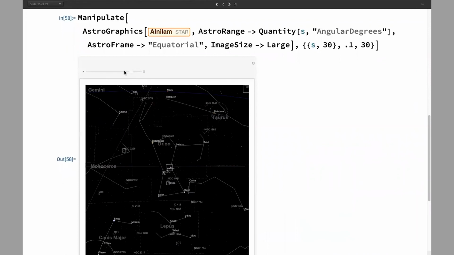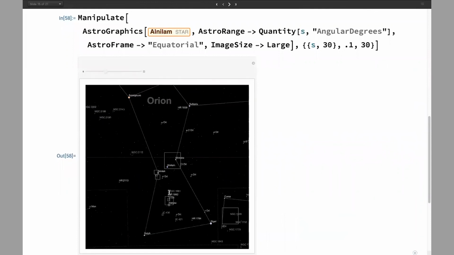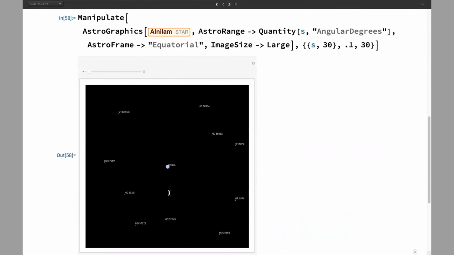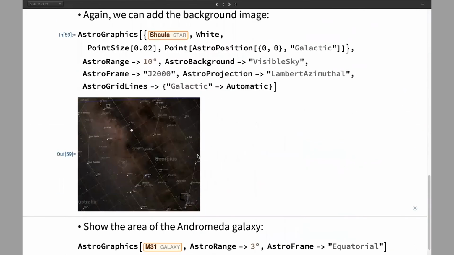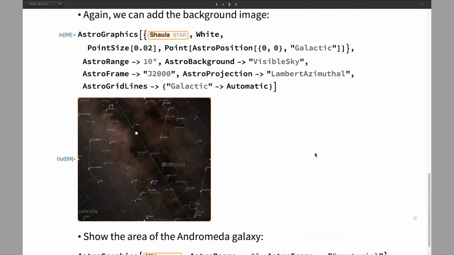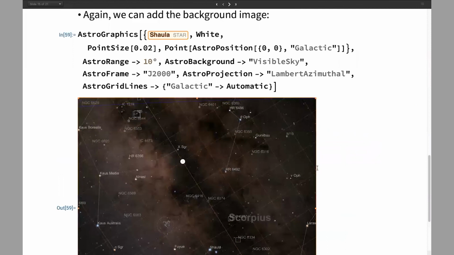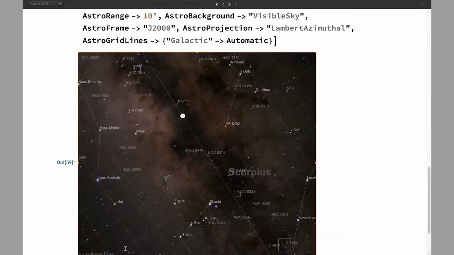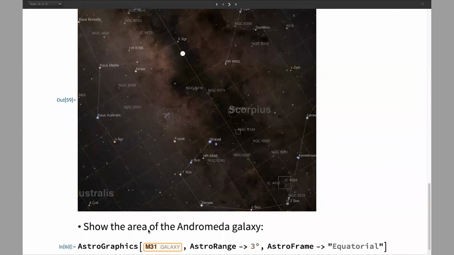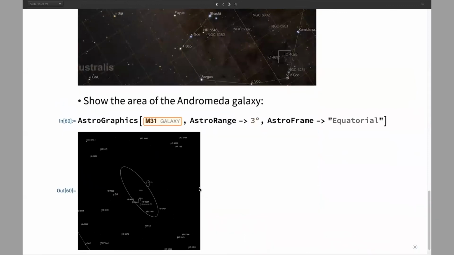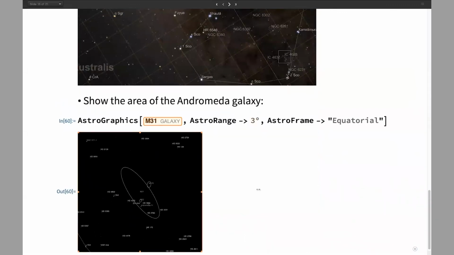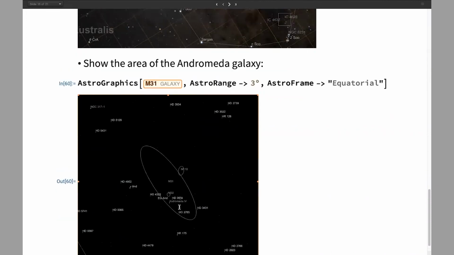Yep. Okay. So that's zooming in around the star. Can change the background image. Or we can show the area around a galaxy. We don't have images of the galaxy, right? So we represent the galaxies with ellipses.